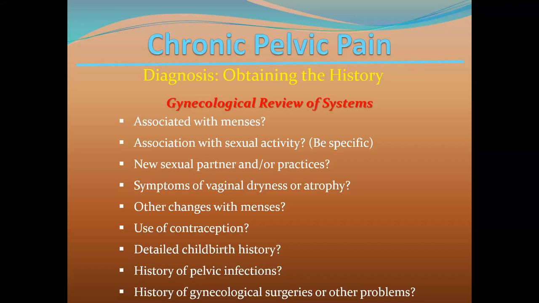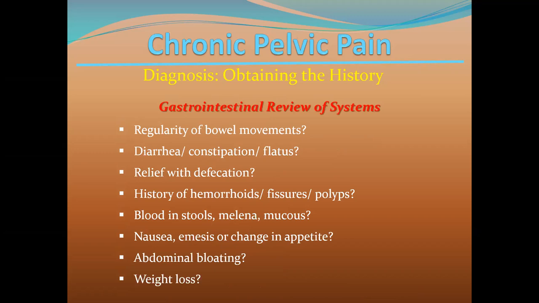Ask about the history of pelvic infection, repeated vaginal discharge, whether a pap smear was previously taken, and history of gynecological surgery or other problems. So you review according to her gynecological review. The gastrointestinal review asks whether she has regular bowel movements, constipation, loose motions or diarrhea, flatus, relief with defecation, pain, or a history of hemorrhoids, fissures, polyps, blood in the stool, foul smell, mucus, nausea, emesis, change in appetite, abdominal bloating, or weight loss.